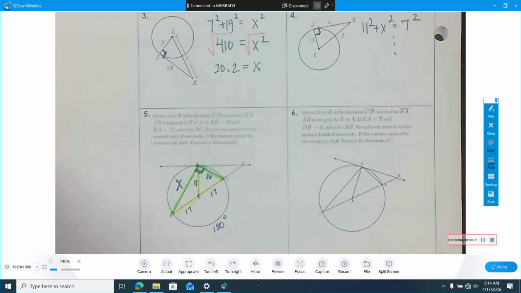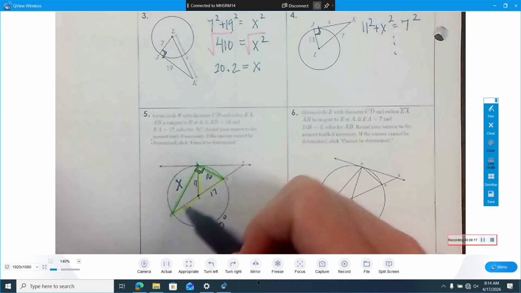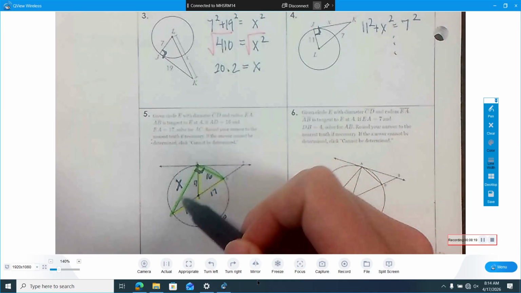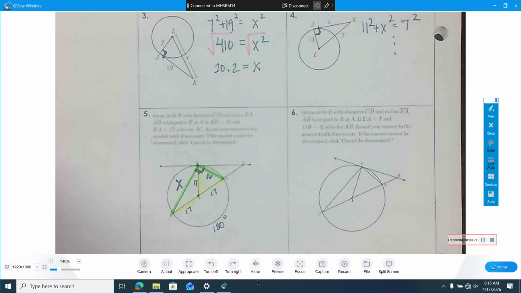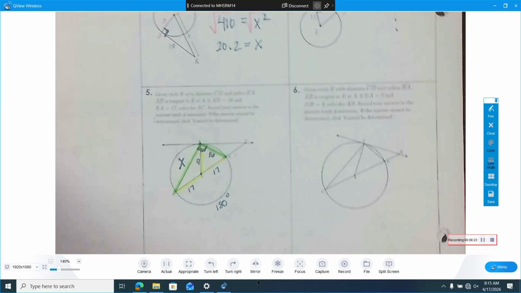What can I do? Do you see a right triangle? All right, we got the yellow side, and then a green, and then a green. So there's our little right triangle. What can we do to solve?